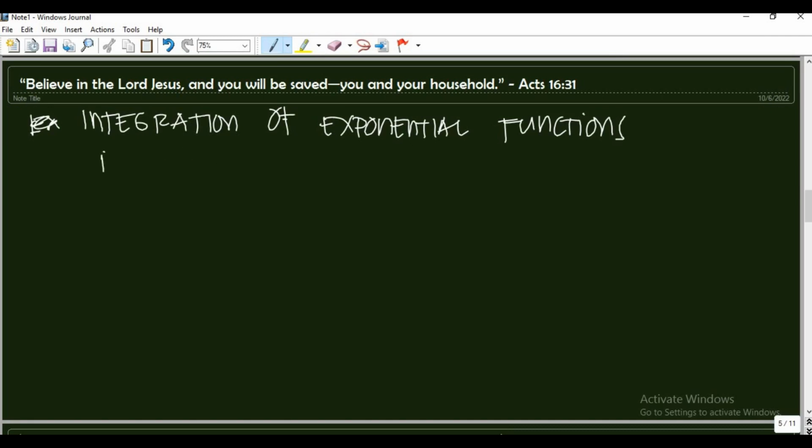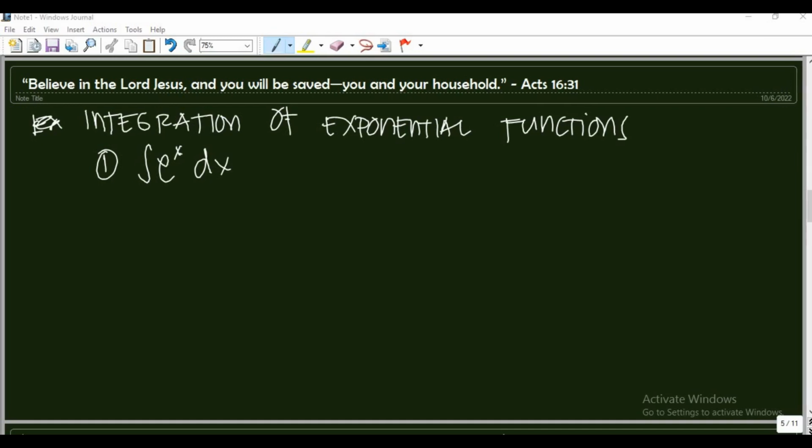First, the integral of e raised to x dx, wherein this is what we call Euler's number. So, this is a constant. The value of that is 2.71. So, if our base is the Euler's number e, the integral of e raised to x dx is simply equal to e raised to x plus c.